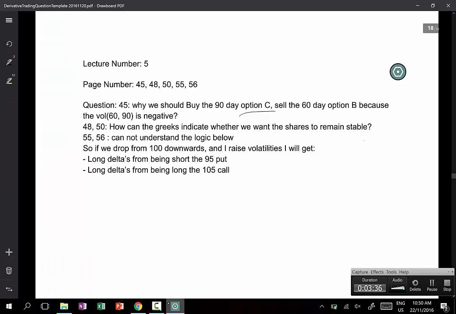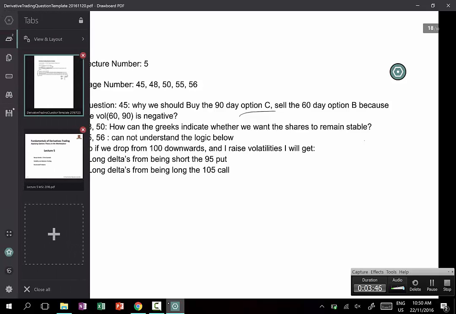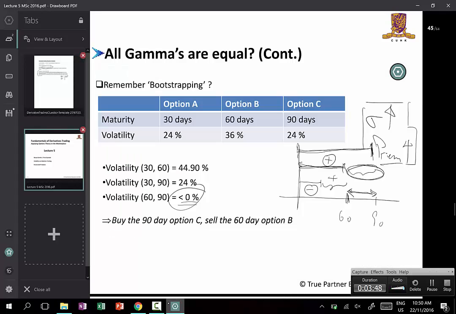Okay, page 48 to 50. How can the Greeks indicate whether we want the shares to remain stable? Okay, now it's very simple.